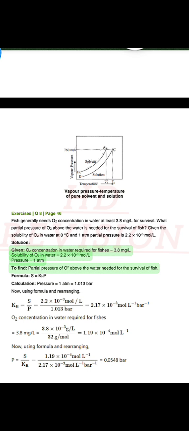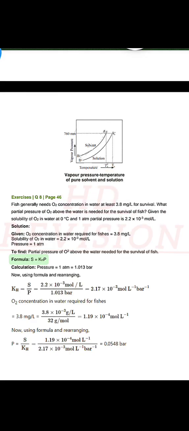Given O2 concentration in water required for fishes equals 3.8 mg per liter, solubility of O2 in water equals 2.2 × 10^-3 moles per liter, pressure equals 1 atmosphere. To find partial pressure of O2 above the water needed for the survival of fish.